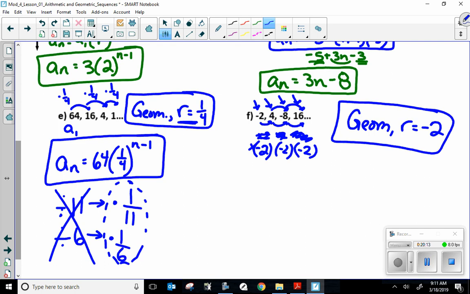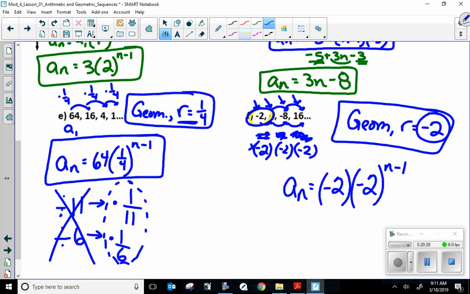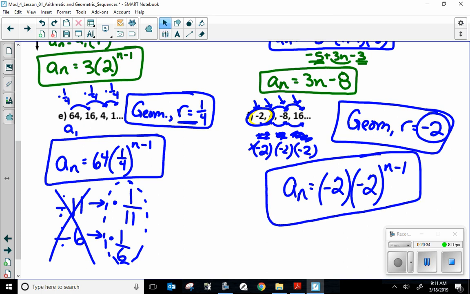Okay, let's come up with an equation. My first term, easy. It's negative 2. So a sub n equals my first term times my common ratio raised to the n minus 1. My first term happens to be the same thing as my r, so you're good to go there. Doesn't always happen like that. Sometimes it does. A lot of the times it does not. 6 problems. There you go.